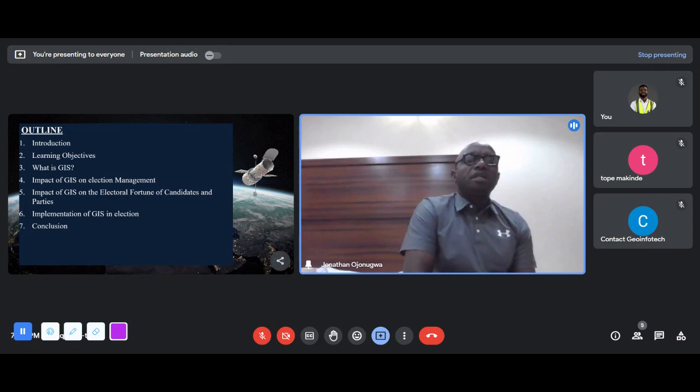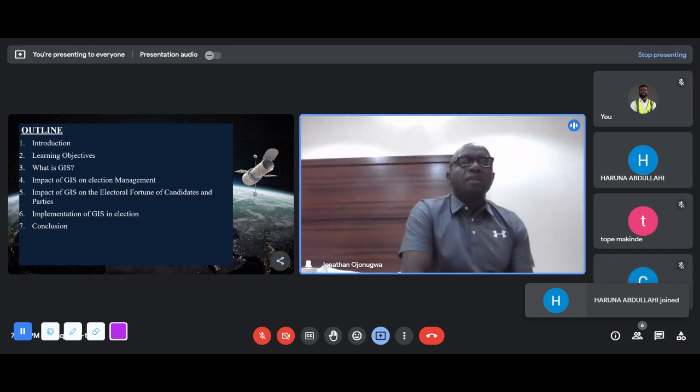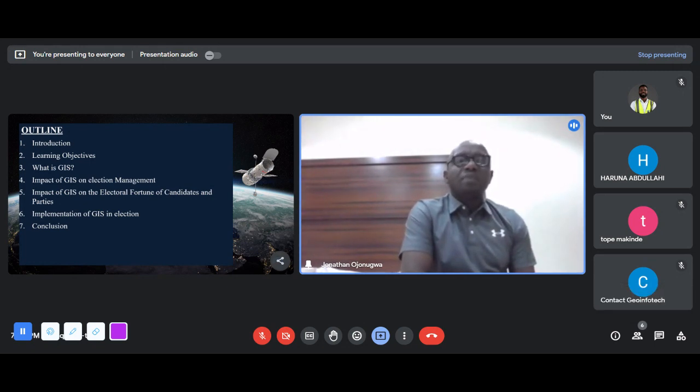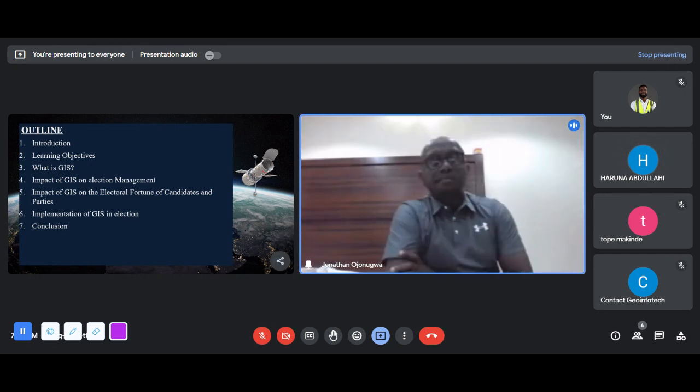In the course of this discussion, we'll be looking at the introduction, the objectives, what is GIS, impact of GIS on election management, impact of GIS on the electoral function of candidates and political parties, implementation of GIS in elections, conclusion, and brief recommendations.